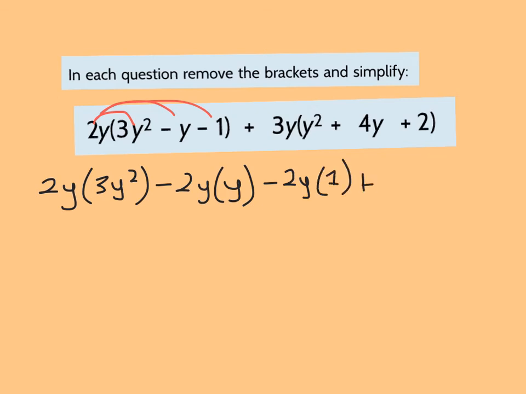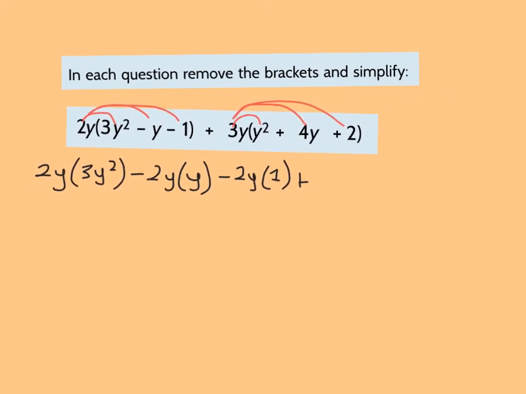And for the next part then we have 3y, so we can go 3y by y squared, 3y by plus 4y, and 3y by 2. So that should be a plus sign. So we have plus 3y by y squared plus 3y by 4y plus 3y by 2. Okay, let's go ahead and multiply these then.